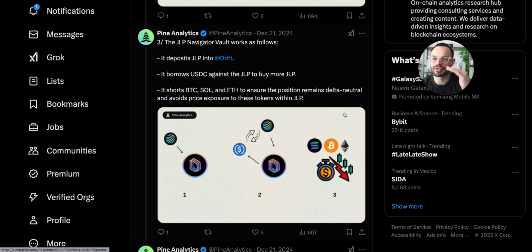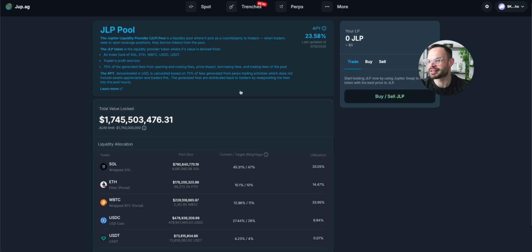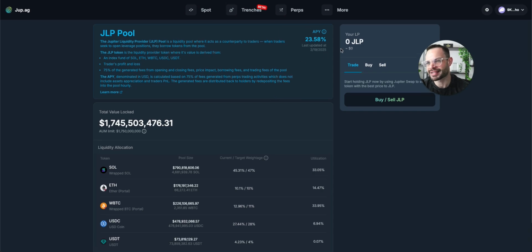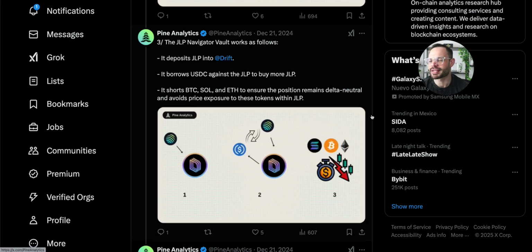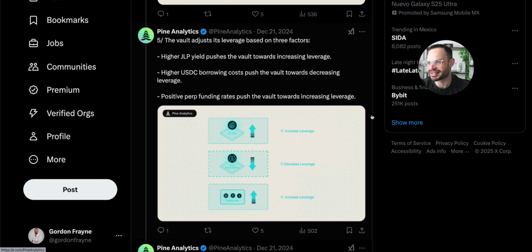Okay, at the same time that it's doing all of that, it's also shorting Bitcoin, Solana, and Ethereum, because if you recall, Bitcoin, Solana, and Ethereum are the three volatile assets underpinning the JLP token. So by shorting Bitcoin, Solana, and Ethereum at the same time as levering up exposure to JLP, it's creating a delta neutral position and isolating the yield that's being generated from JLP itself. Okay, so that's the first part of the equation here. But the second thing that the vault is doing on an ongoing basis is adjusting and rebasing the delta neutral position based on several variables.